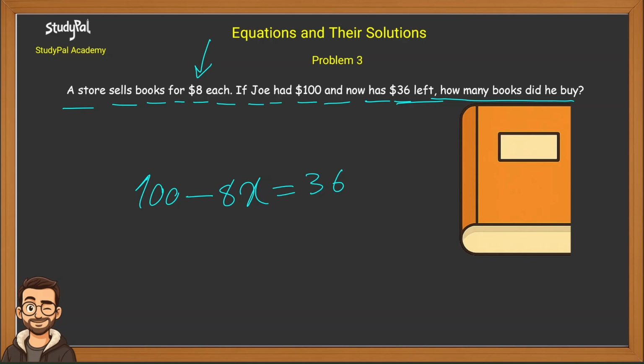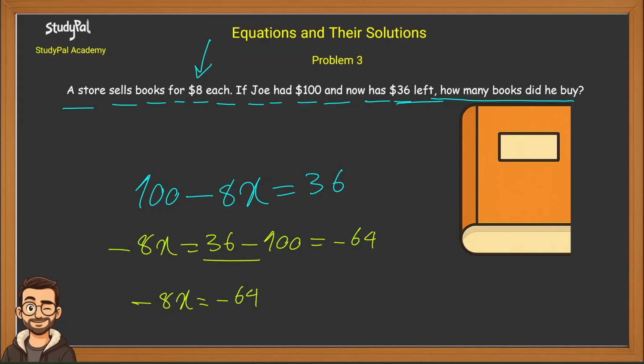But again, we don't like this term on the left hand side. What should we do? We have minus 8x on the left hand side. We don't touch it. But on the right hand side, we have 36 minus 100. Now, simple math again. 36 minus 100 gives you minus 64. You can do it by yourself. If you have troubles doing these kinds of math, just tell me in the comments and I will create videos and explain them from the core. Alright, minus 8x equals minus 64.